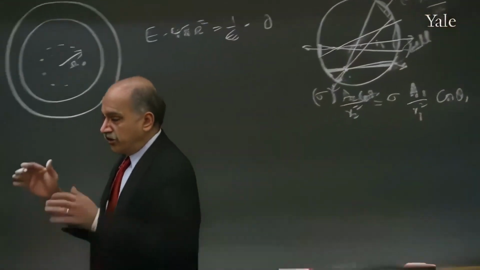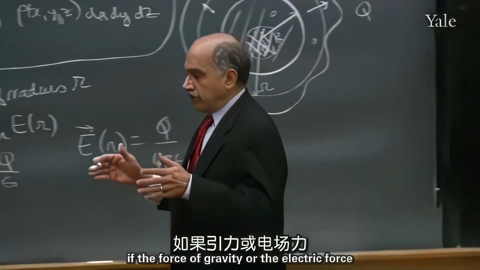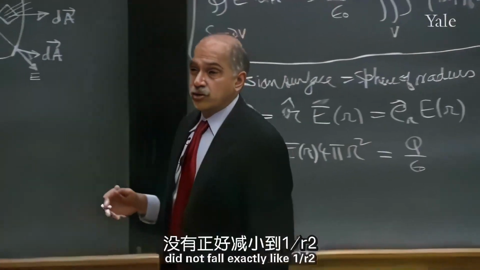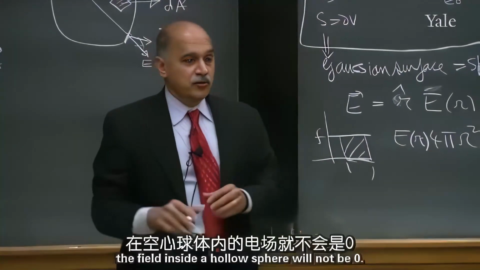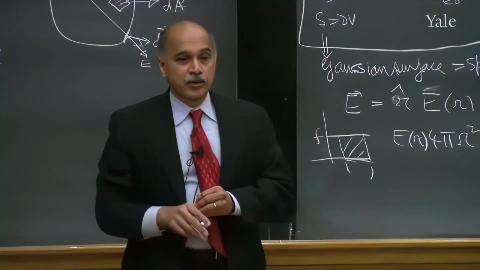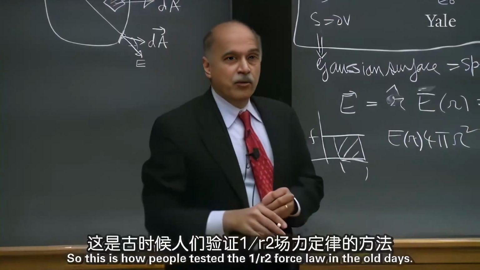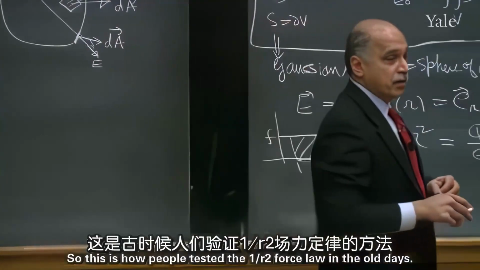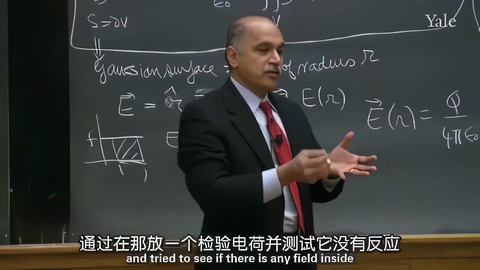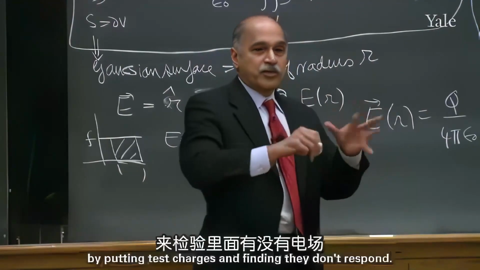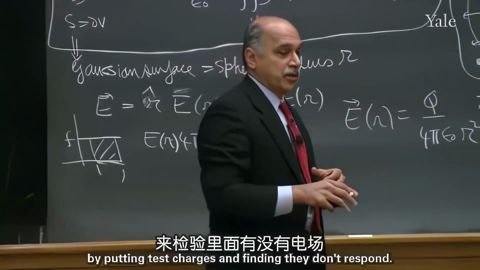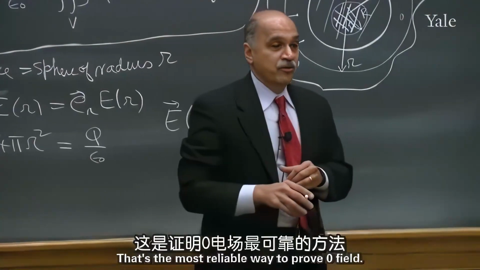In other words, if the force of gravity or the electric force did not fall exactly like 1 over r squared, the field inside a hollow sphere would not be 0. So this is how people tested the 1 over r squared force law in the old days. They went inside a hollow sphere and tried to see if there's any field inside by putting test charges and finding they don't respond. That's the most reliable way to prove 0 field.